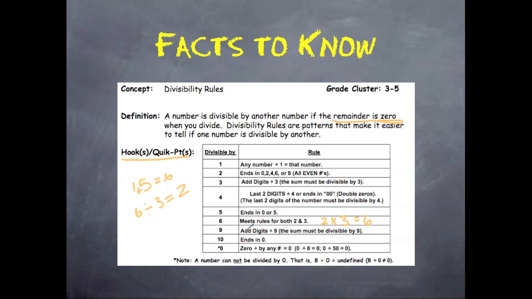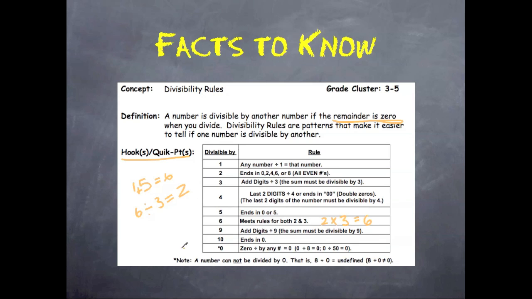The rule for 9 is similar to the rule for 3, but we have to add all the digits together and check if the sum of those digits is divisible by 9. And if it is, then the entire number is divisible by 9. And finally, the rule for 10 is if the number ends in 0, then the number is divisible by 10.